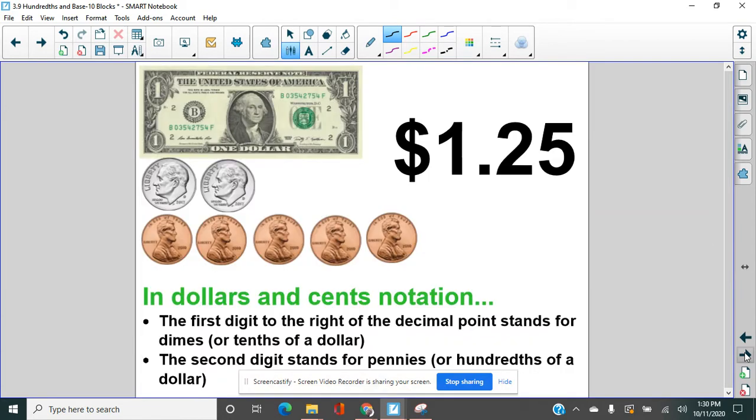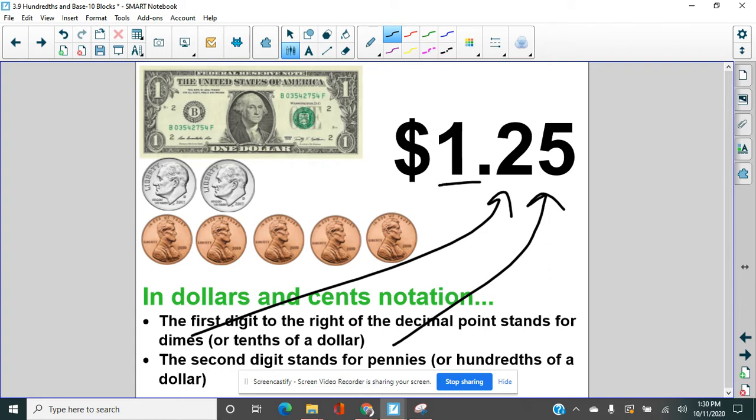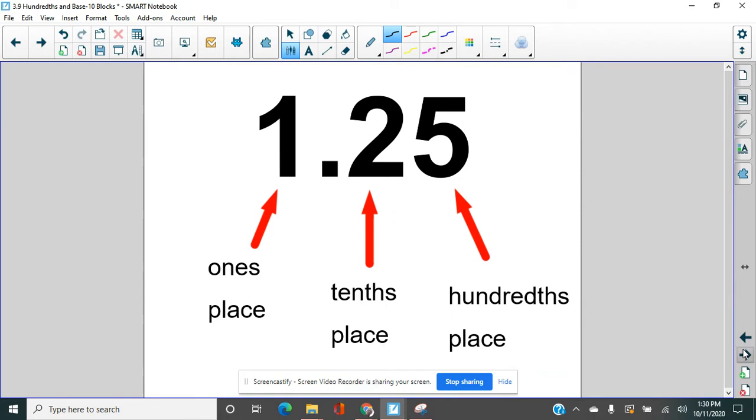You really have to make sure you nail the endings of those words, tenths and hundredths, because tens and hundreds, right? $100 is very different than 100th of a dollar. So if we look at this, the first digit to the right of the decimal point stands for dimes or tenths. The second stands for pennies. So we have the ones place, the tenths place, and the hundredths place. The ones place is represented by $1 bills. Here it is, nice and big. Ones place, tenths place, like yesterday, and now today, hundredths place.